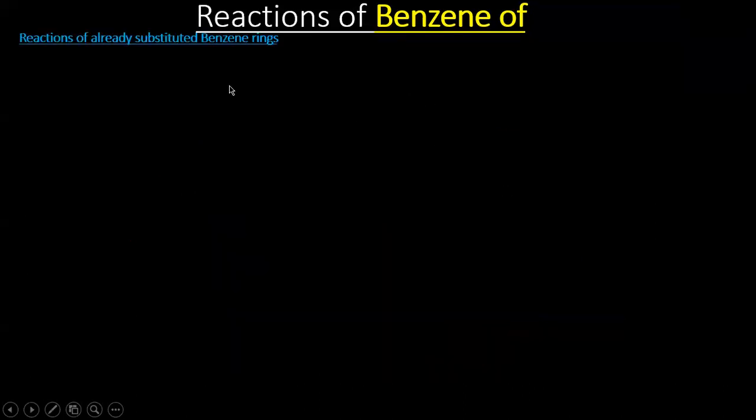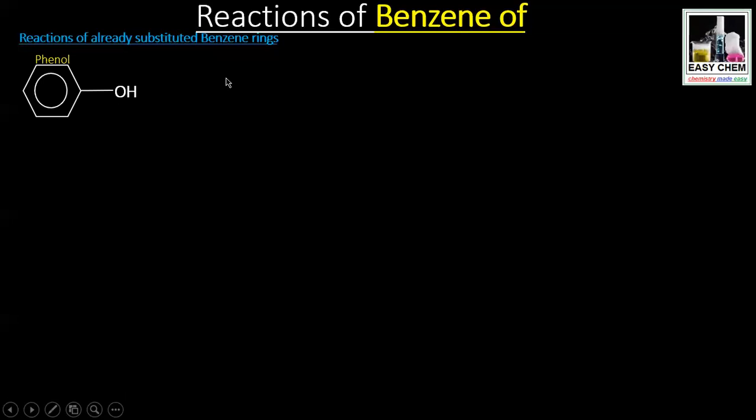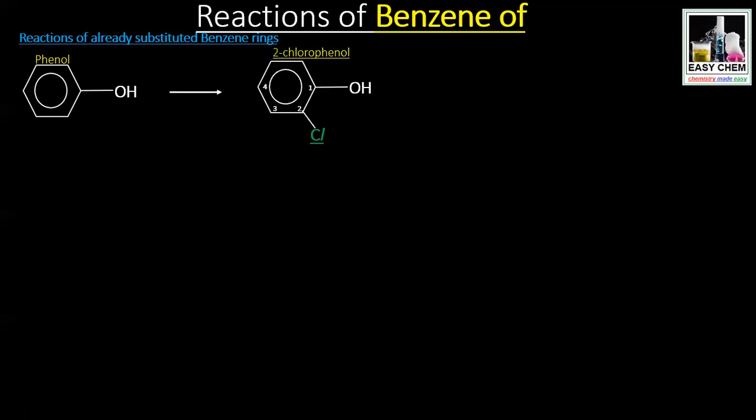Now here I'm going to talk about reactions of an already substituted benzene ring. It is something like this. Here, phenol molecule. The phenol molecule has a benzene ring with an OH attached to it. So this is an already substituted molecule. What will happen in this reaction? I'm going to talk about chlorination. If you react phenol with chlorinating agents, you get a molecule.